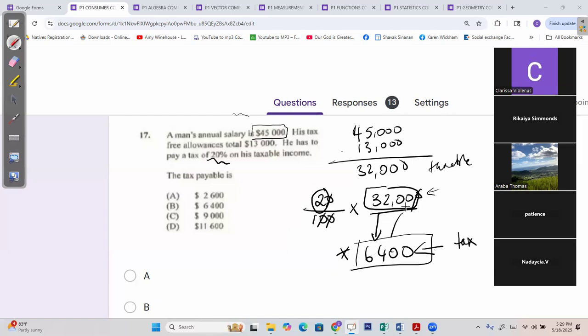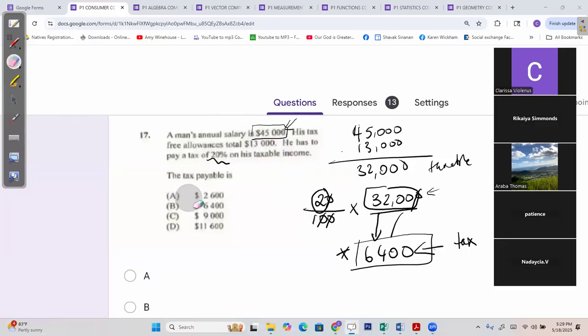$32,000 is just the money he is being taxed on. But when it comes to his salary, this is the money he is getting paid. So his tax is going to come out of the money that he is getting paid. All right. So don't get tricked, because this was a question a lot of students, when they see it, think it's the same question.